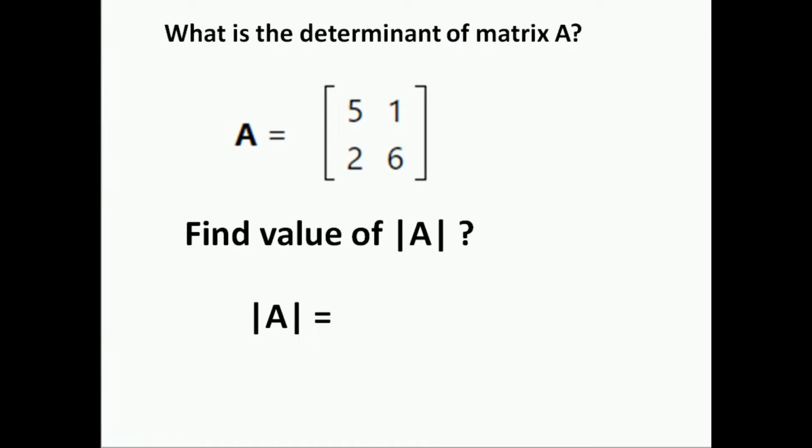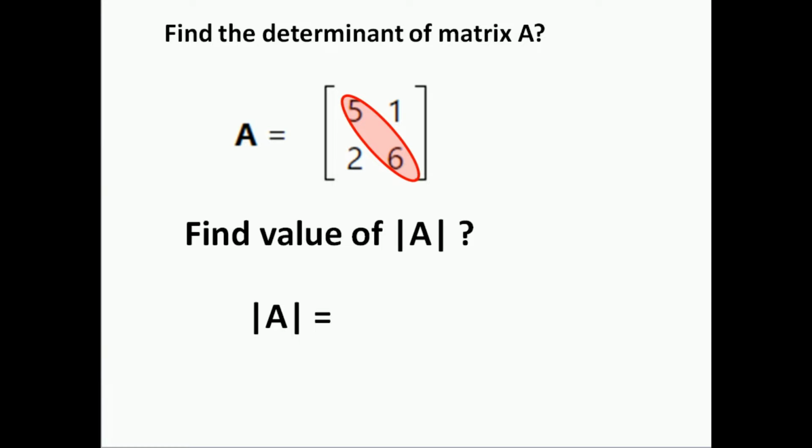What is the determinant of matrix A? Or we can ask this question in another way: find the value of A. You can see these vertical bars which represent the determinant, the symbol of a determinant. We have to see the diagonals. This is the left diagonal, where you can observe the 5 and 6 elements. And we have another diagonal as well, which is 1 and 2. So now we have 2 diagonals.